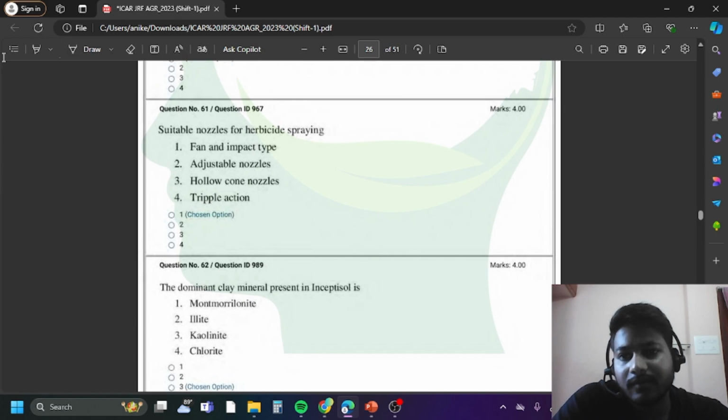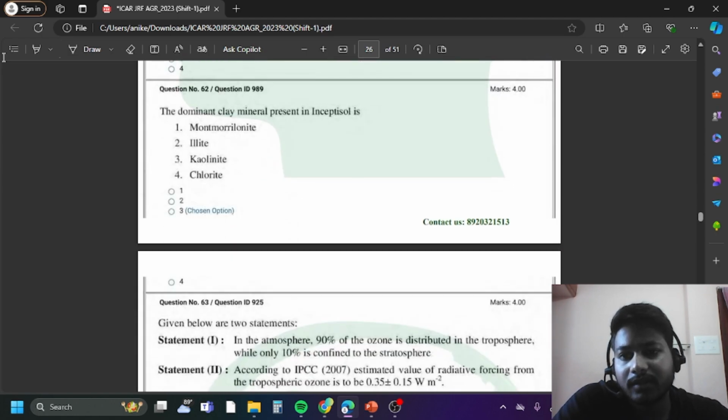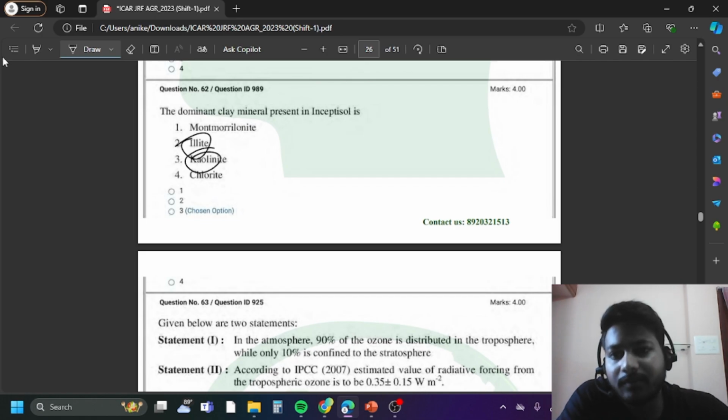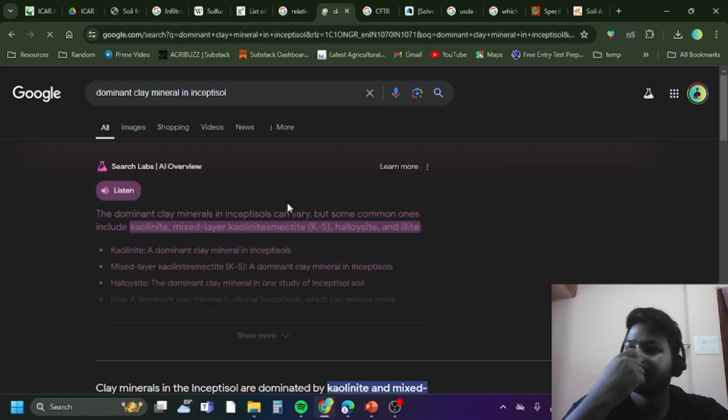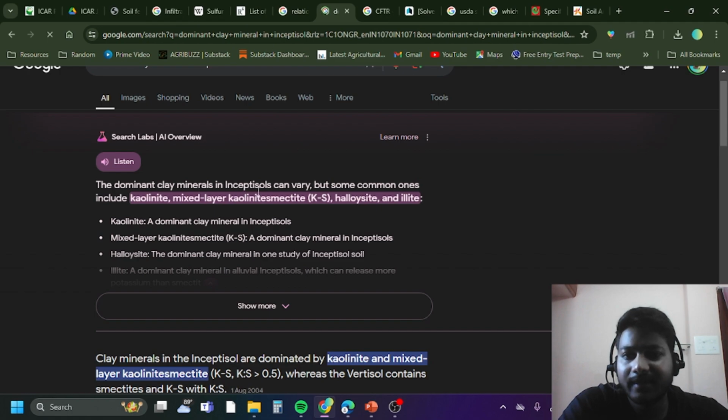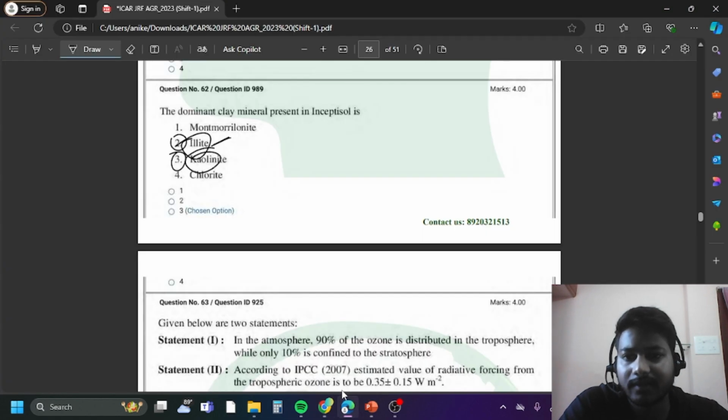Suitable nozzle for herbicide: fan and impact type. Dominant clay mineral present in inceptisol is. Here you can see in inceptisol basically kaolinite and illite type of clay mineral is found. So both 2 and 3 will be the right answer, but as per the NTA they have given illite. You can see I have given here that the dominant clay mineral in inceptisol can vary, but some common ones include kaolinite, mixed layer kaolinite and smectite, halloysite and illite. So there is a small change that needs to be done.